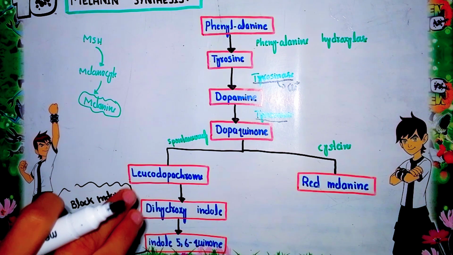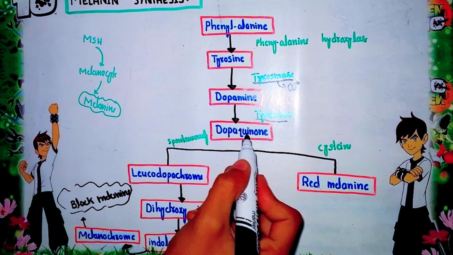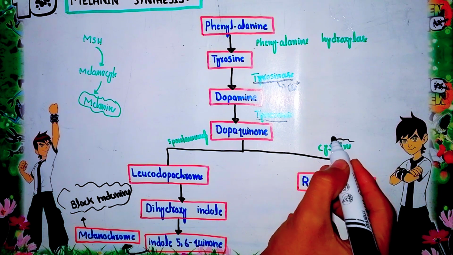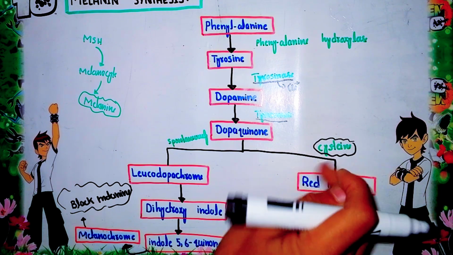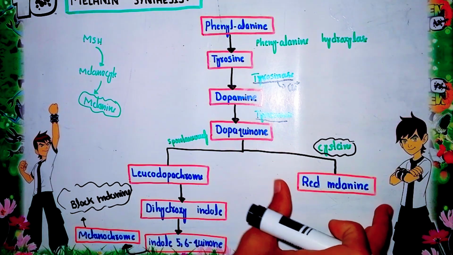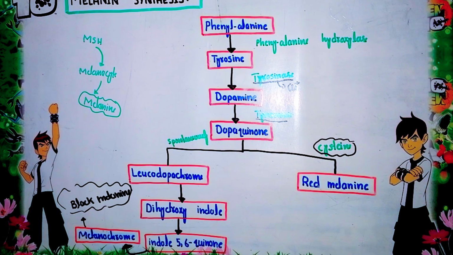If we look at the other pathway, this dopaquinone combines with another amino acid, cysteine. When this cysteine combines with the dopaquinone, it forms the red melanin. So this is the overall process of how melanin is synthesized in the melanocytes. This is overall about the intermediate lobe of the pituitary gland and its role in skin pigmentation. Thank you so much.